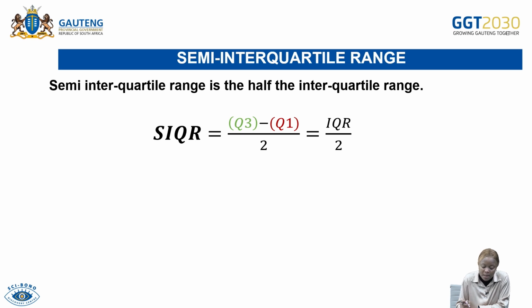Okay, and then the semi-interquartile range. So now you've got the semi. It means you now need to divide your interquartile range by 2. So your semi-interquartile range is half of the interquartile range, meaning it's given by Q3 minus Q1 all over 2, which is just your IQR all over 2. Remember, we said you find the IQR by saying Q3 minus Q1. So your semi-interquartile range, you'll find by dividing your interquartile range by 2.